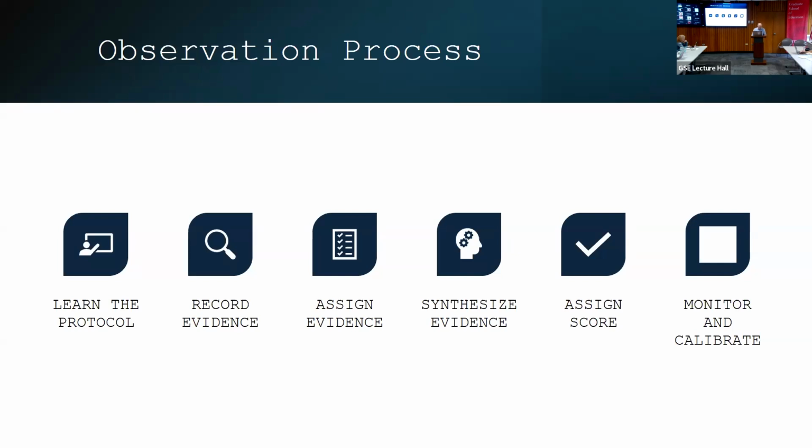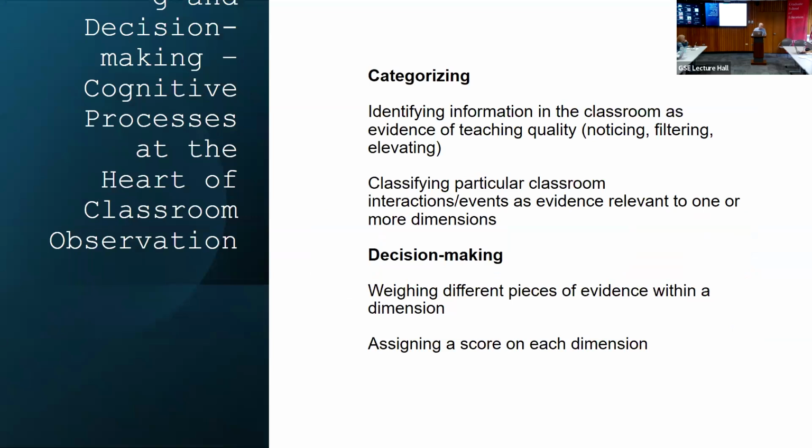And so all of that really came back to me as two fundamental psychological processes underway. One is categorization and one is decision making. And there's a long history of research about those two processes. So we have to categorize, we have to identify information in the classroom as evidence of teaching. So we have to notice things, right? There's a ton of stuff. It's a hugely complicated environment. And you have to pick out things.